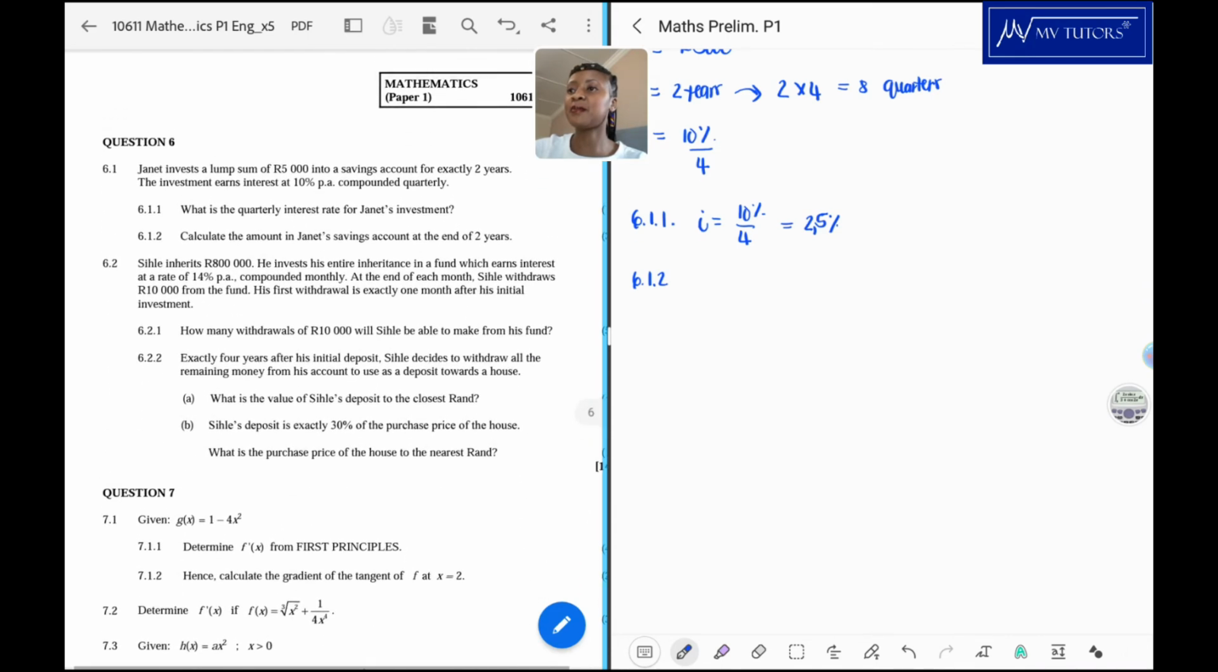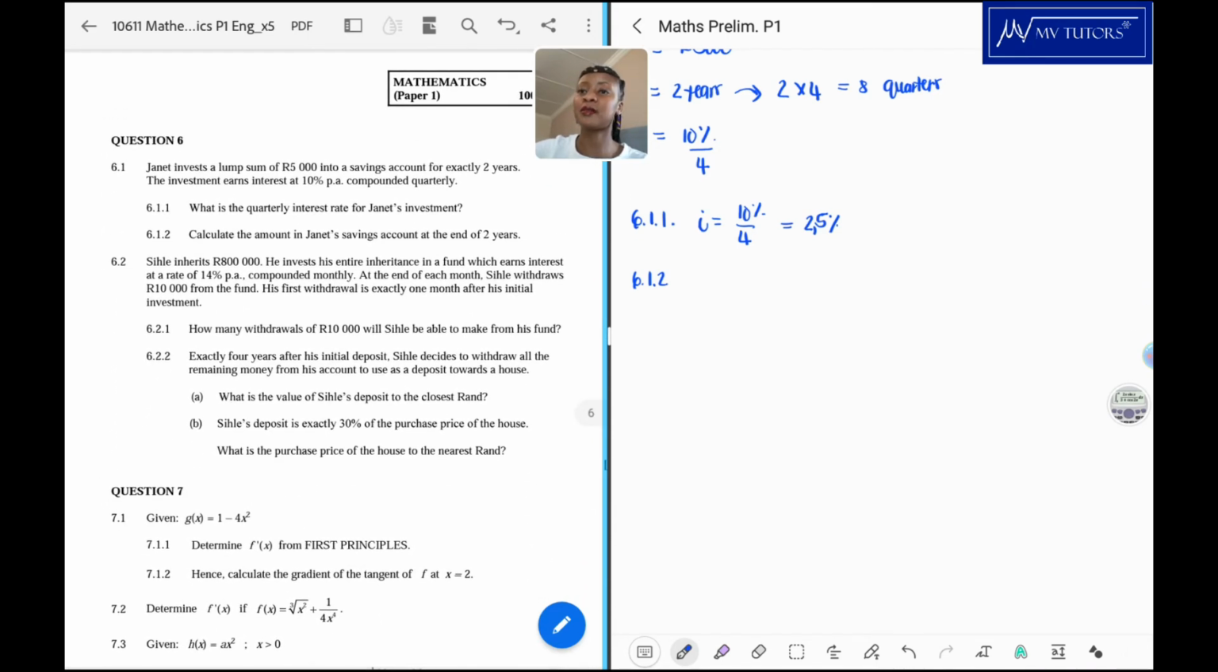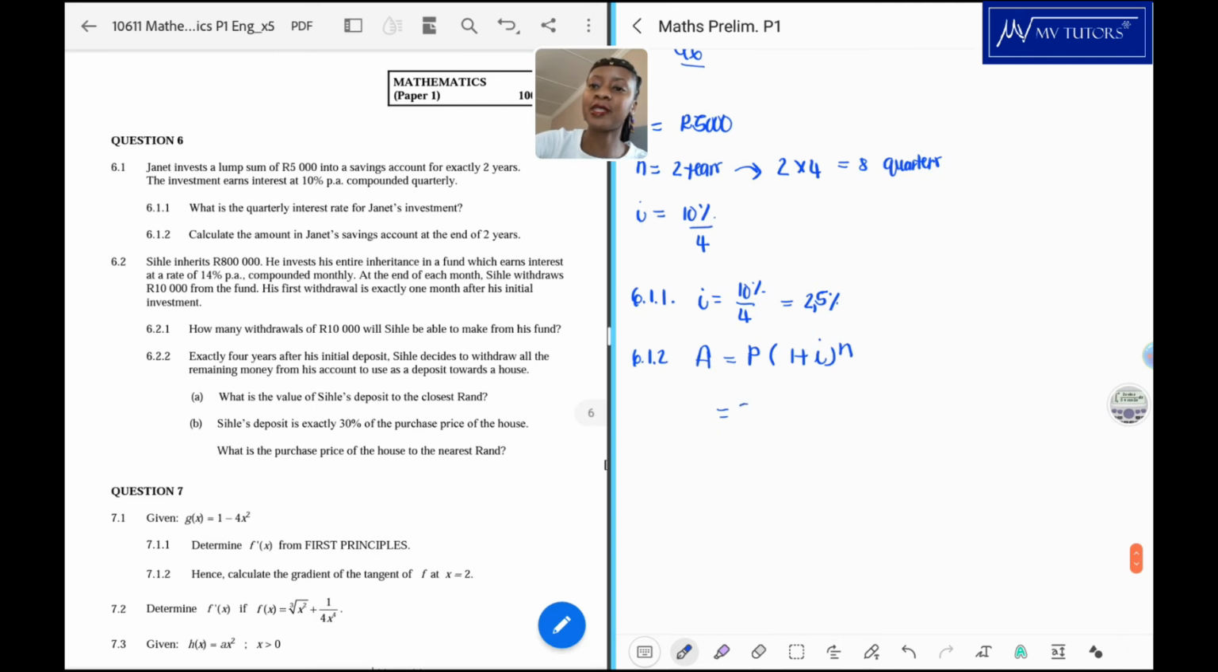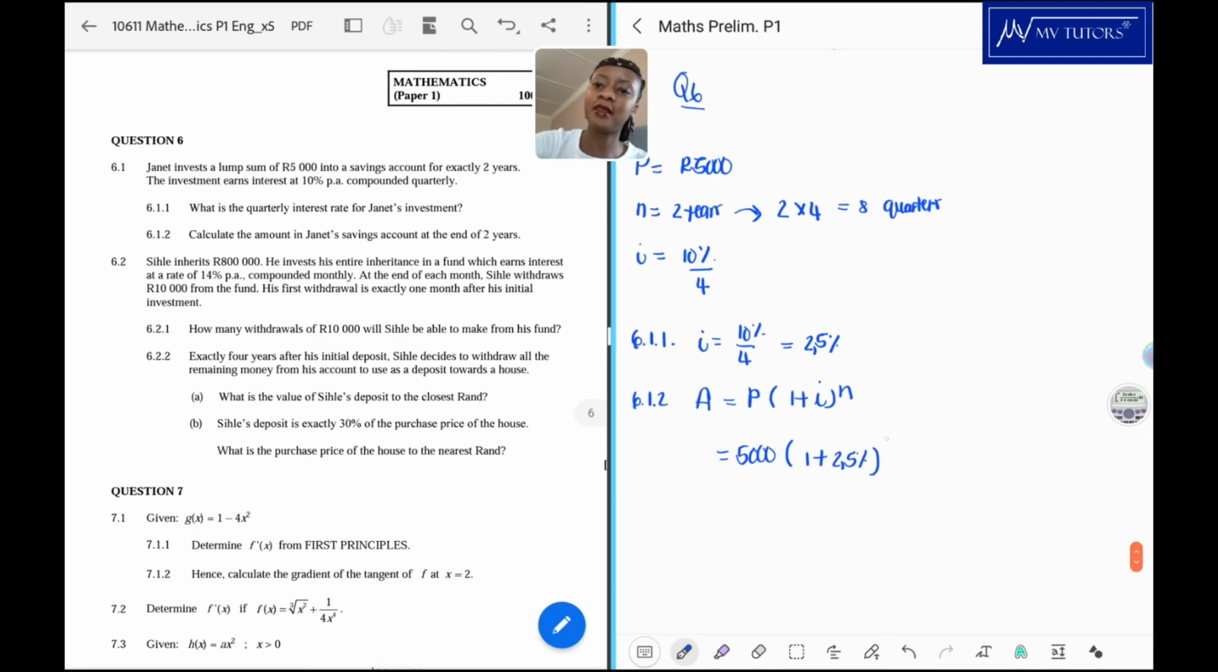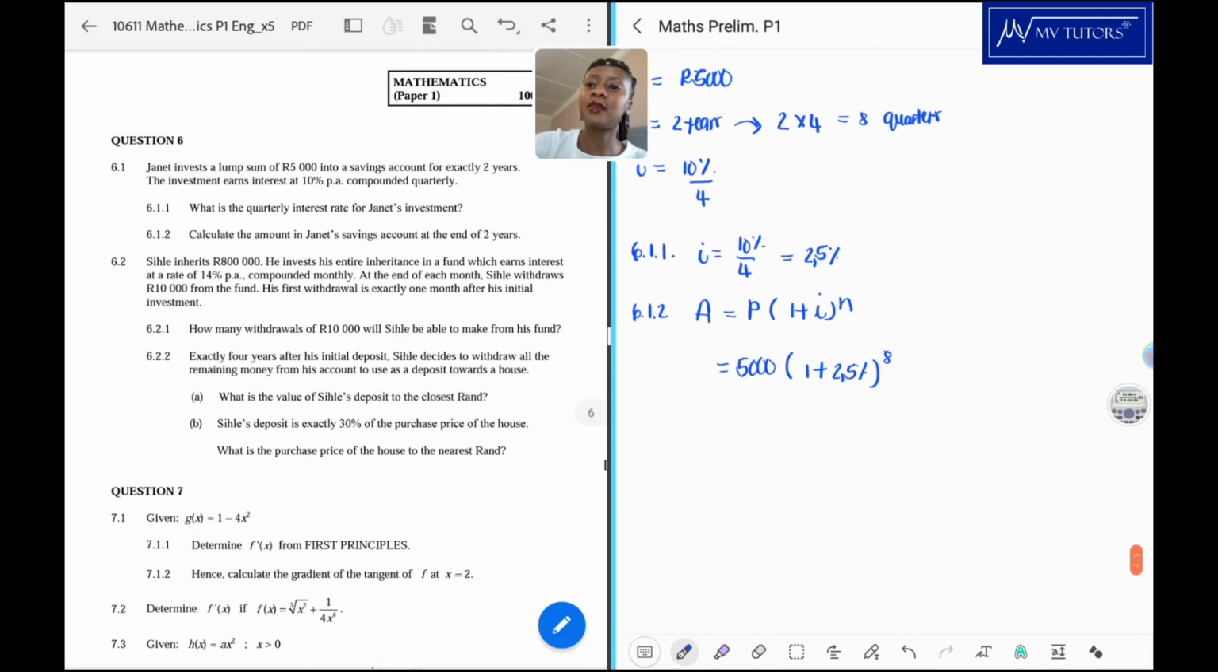Question 6.1.2, calculate the amount. So she put in a lump sum. We're going to use this formula. So P, as we had it, is 5,000. And then the interest is 2.5%. And for N, we have 8 quarters. So you're just going to put that in the calculator.